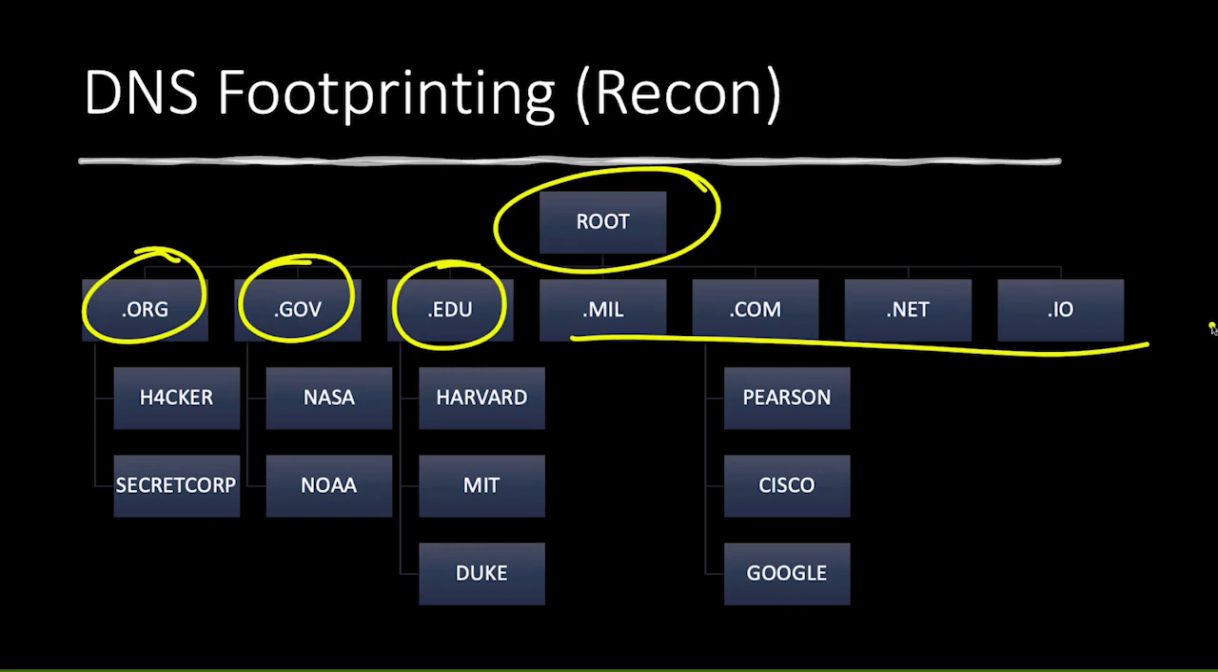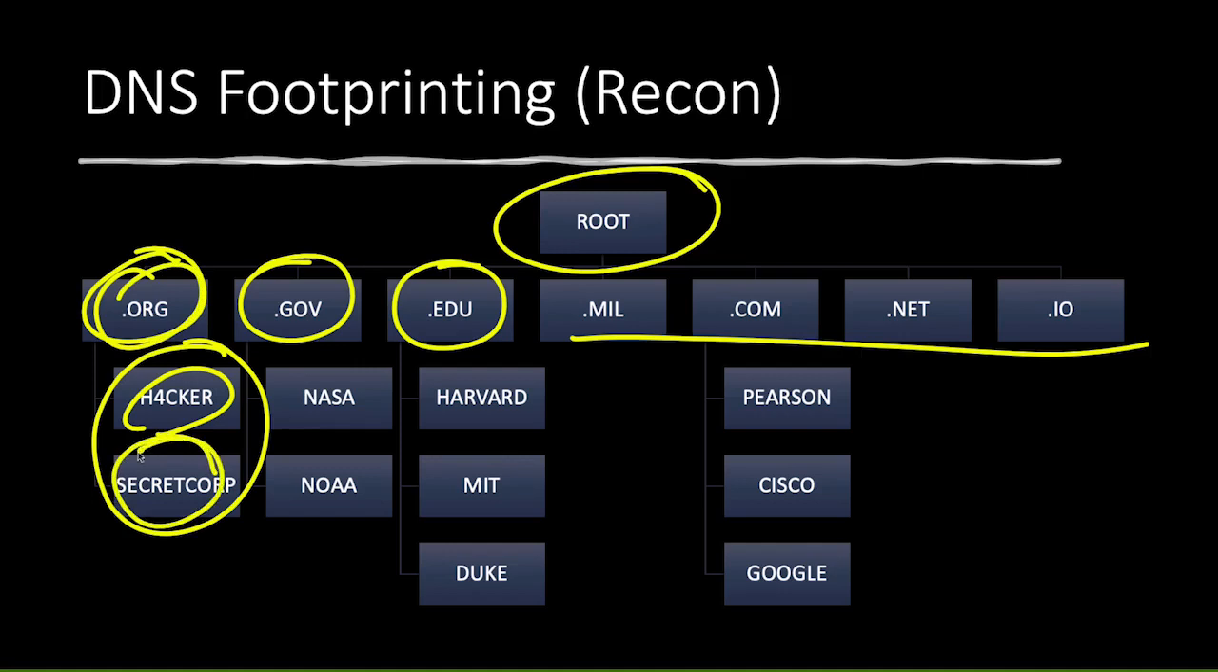For example, I actually own these two domains, hacker.org and secretcorp.org, that we have been using in this training pervasively. Of course, I registered these domains with a registrar. In my case, it was Google. And then there are authoritative name servers that will be able to resolve hacker.org or secretcorp.org or pearson.com, cisco.com, etc. You have to understand this hierarchy in order to understand some of the other concepts that I'm about to cover in the next few minutes.